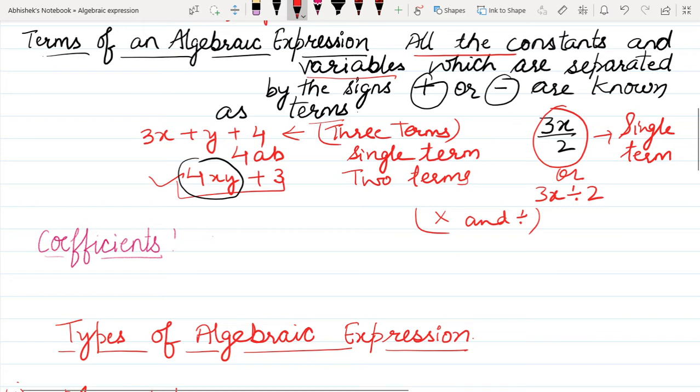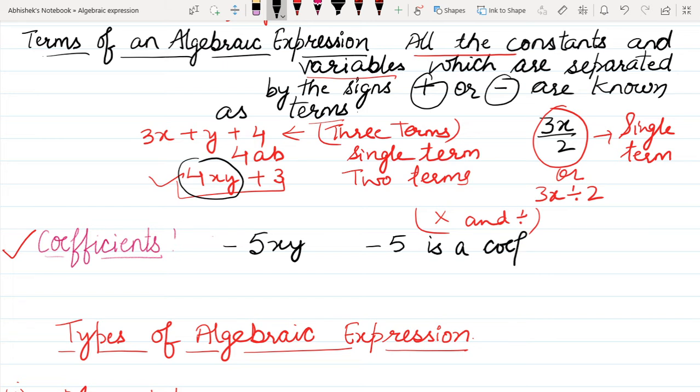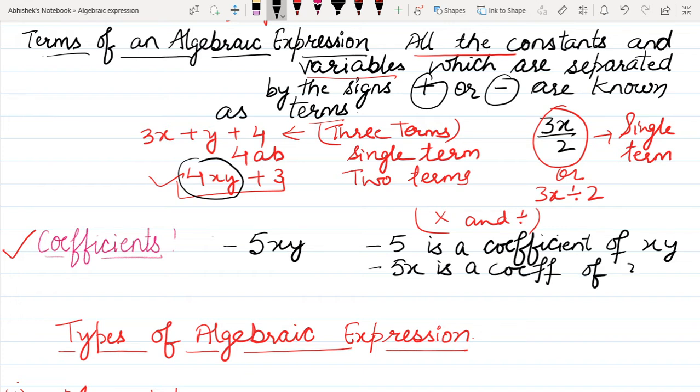Now our next topic is coefficient. Let's take an example to understand coefficient. I have written minus 5xy. So I can write minus 5 is a coefficient of xy. Now minus 5x is a coefficient of y, and minus 5y is a coefficient of x.